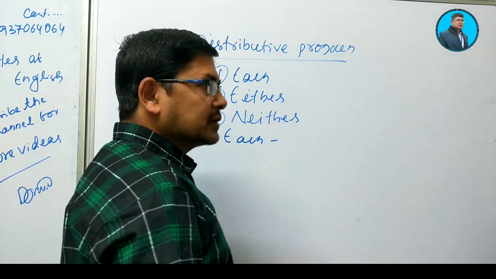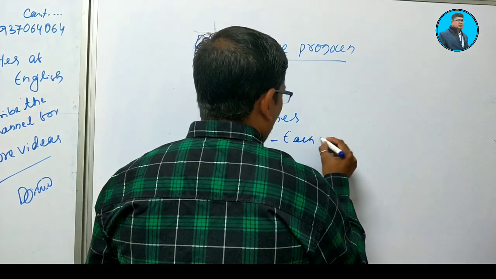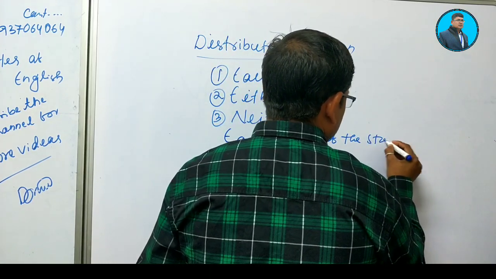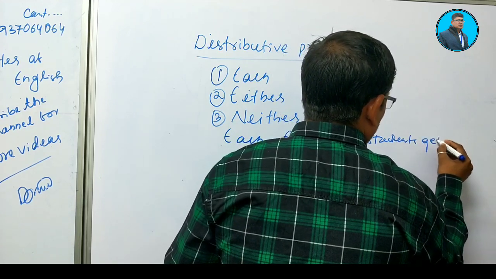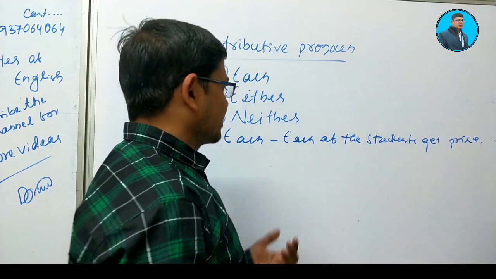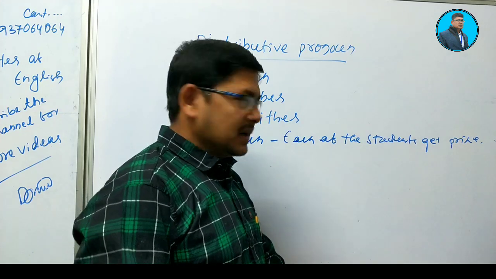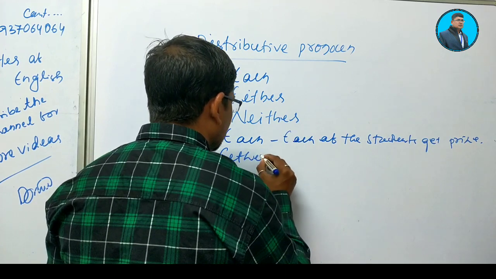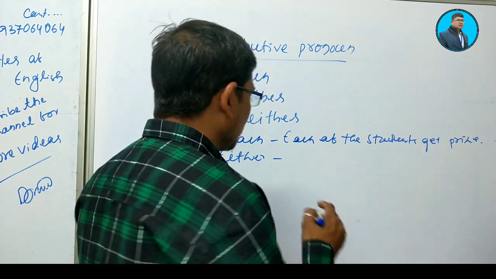So let me write some examples. First of all, I will write an example. Each of the students gets fries. Each of the students get fries. Har ek chhatr ko kya mila? Fries mila. Theek hai, each. Either, jaise main bol chuka hu aapko, either ka matlab hota hai kya, dono mein se koi ek. Okay, dono mein se koi ek.